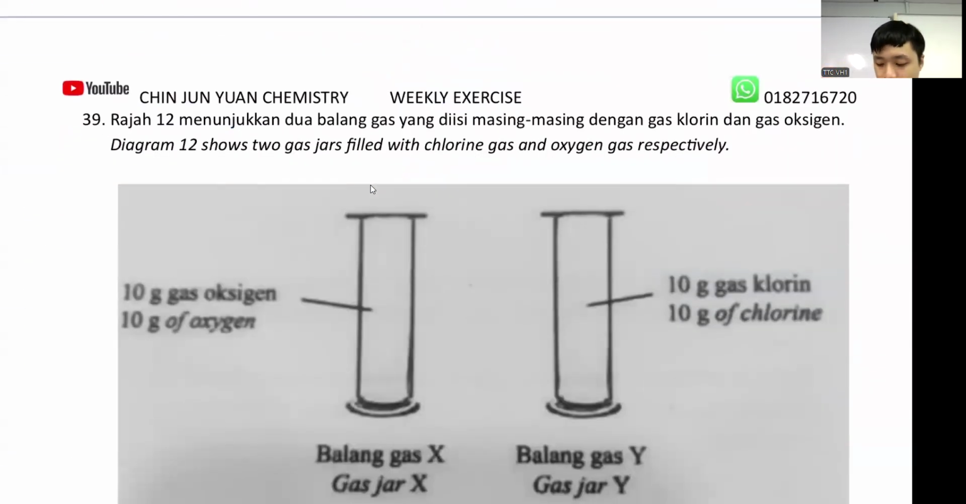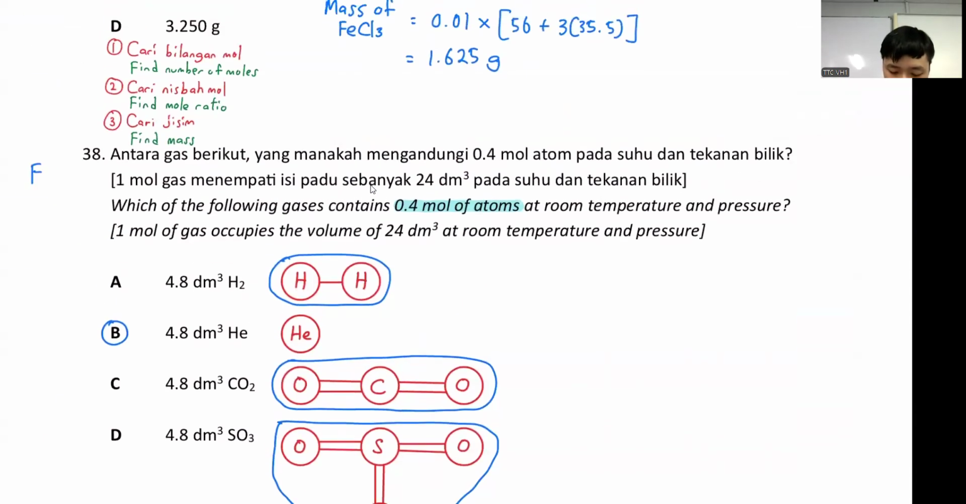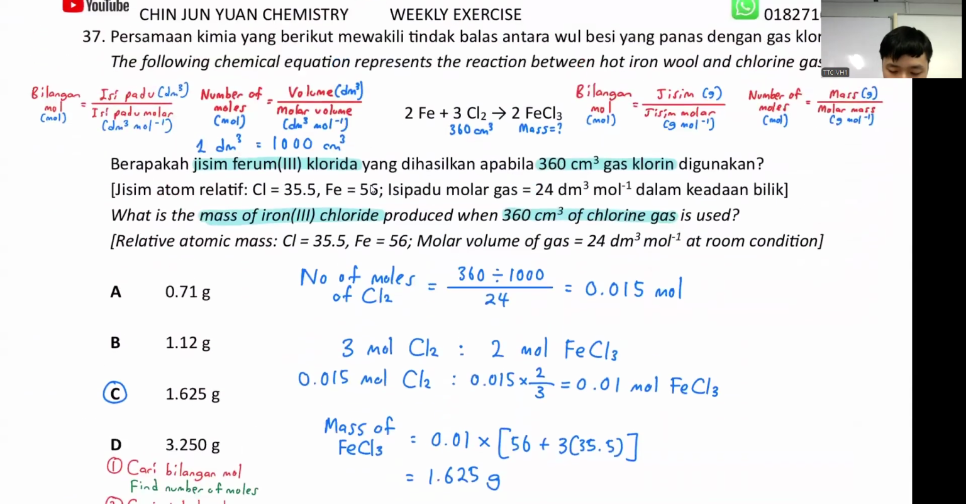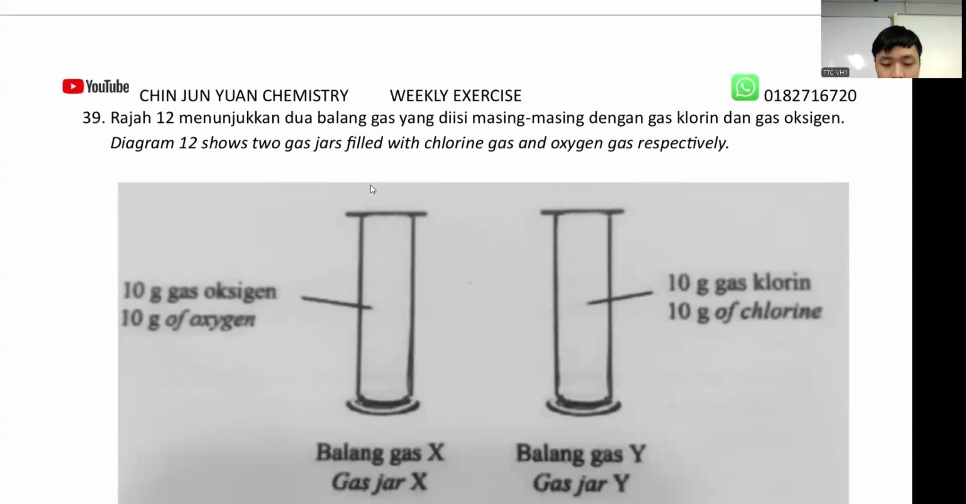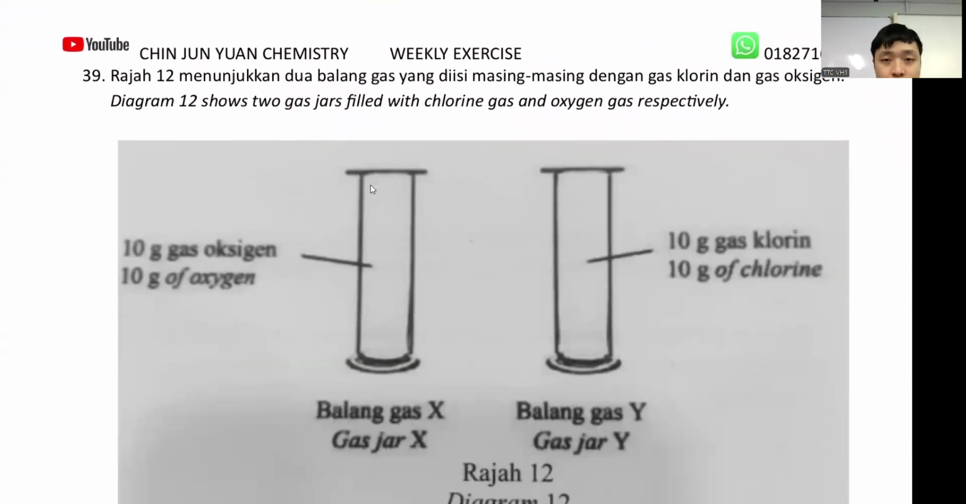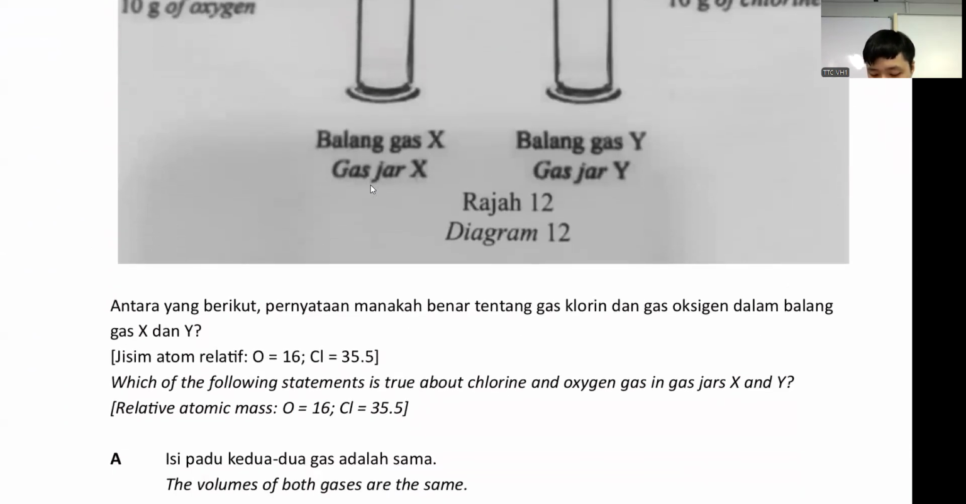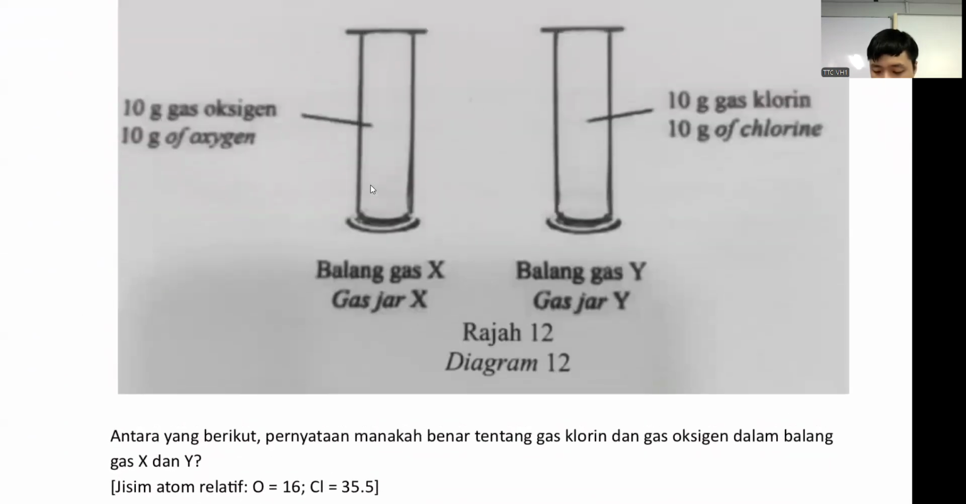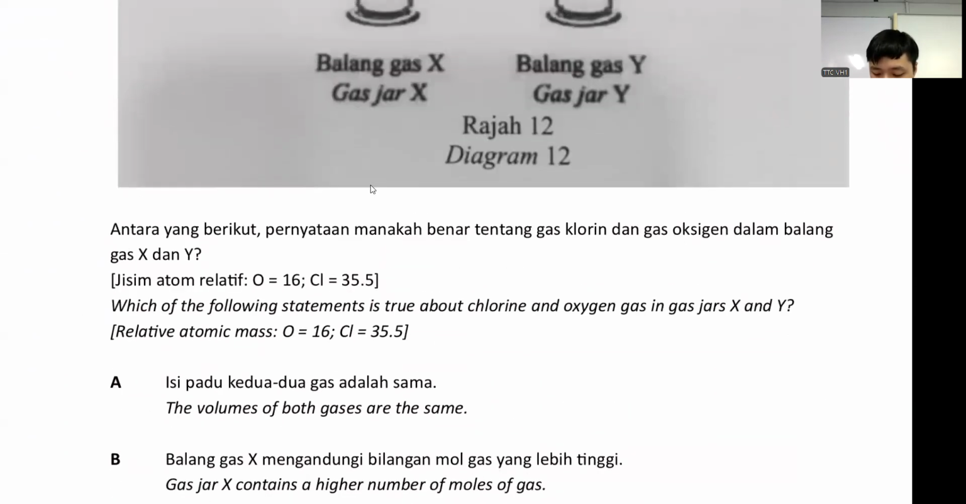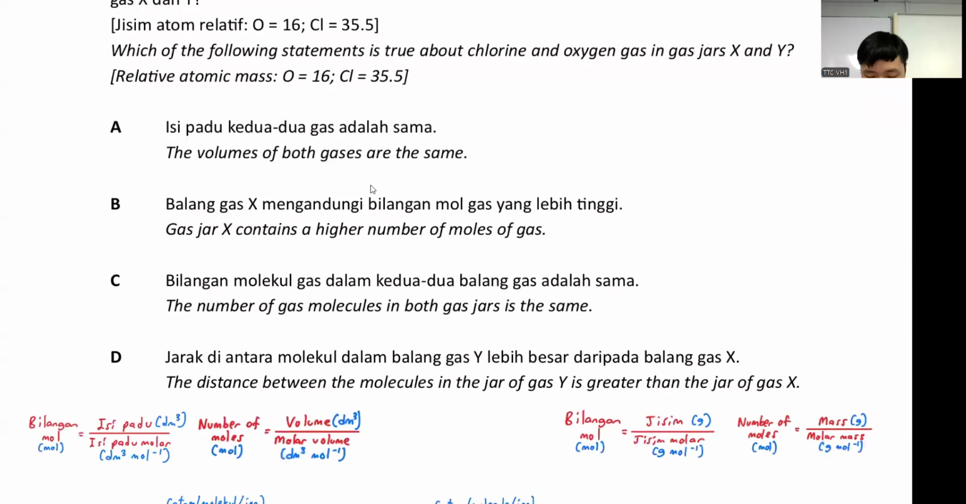39. Okay, the 38 is also Form 4, Chapter 3. Form 4, Chapter 3. Diagram 12 shows two gas jars filled with chlorine gas and oxygen gas, respectively. Which of the following statements is true about chlorine and oxygen gas in gas jars X and Y? Volume of both gases are the same.